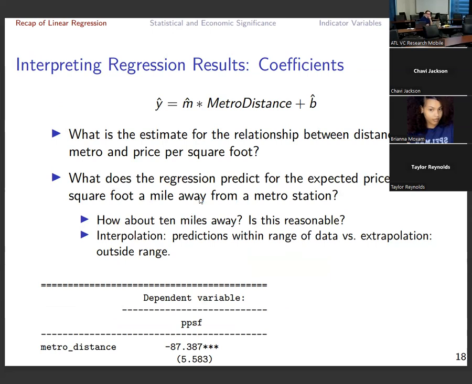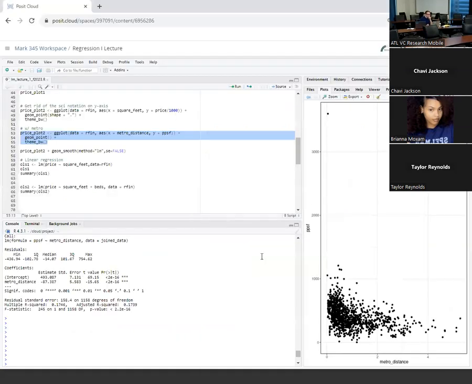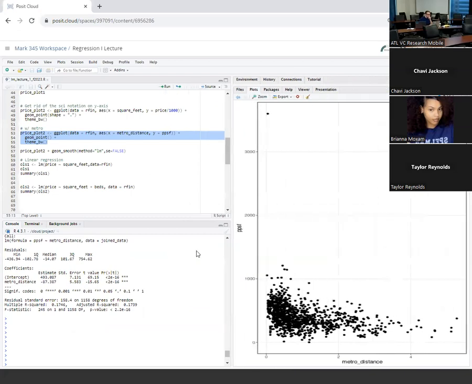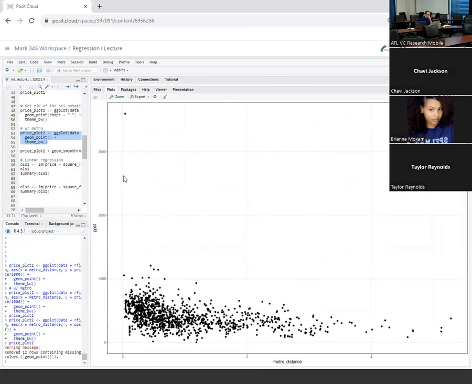Okay, so let me go back and show you the data. This is price per square foot, and this is metro distance, meaning how far your house is away from the metro stop. It goes from 0 to just a little over 5, so 1, 2, 3, 4, 5 miles away.